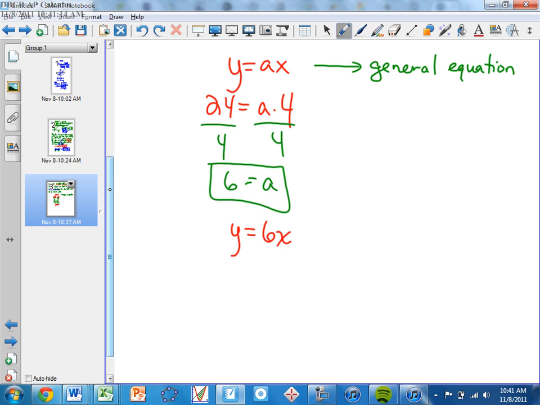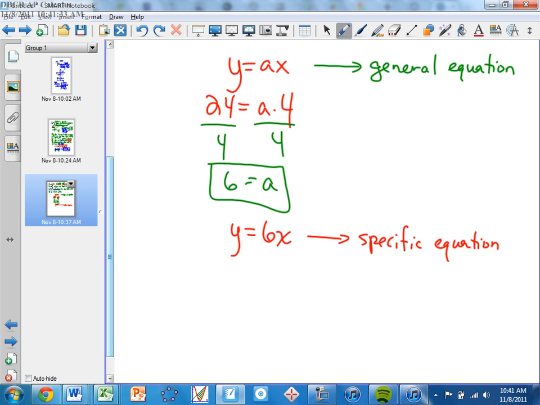Again, since a equals 6, we were able to determine the value of a. I can rewrite the general equation so that it is specific to this problem. And we call this the specific equation.